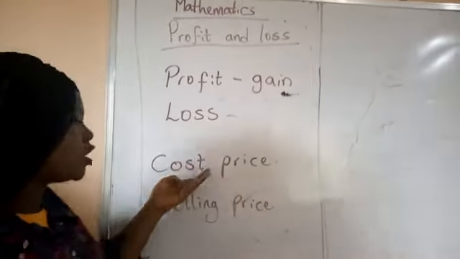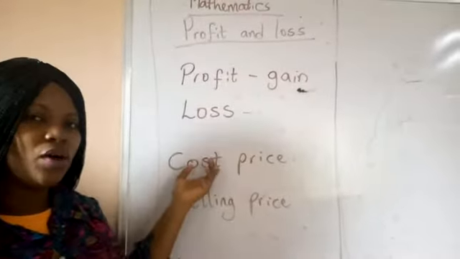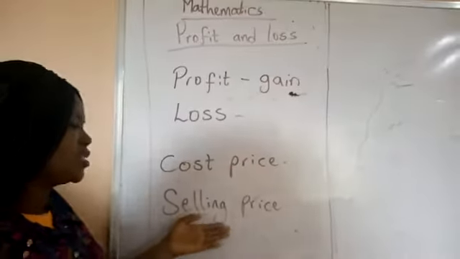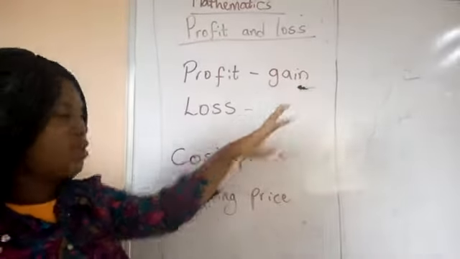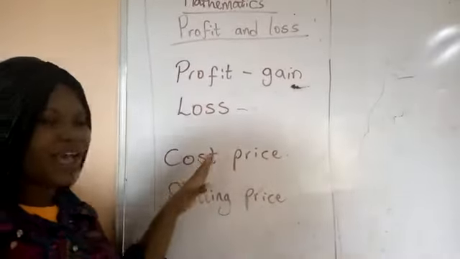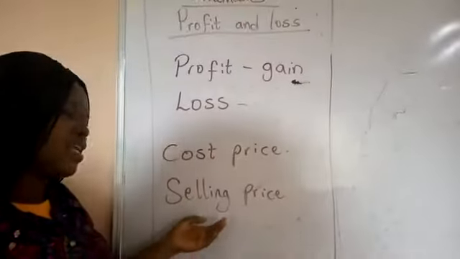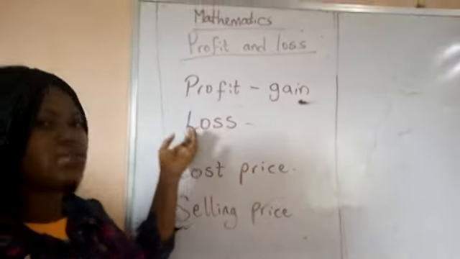Now, when your cost price is lower or lesser than your selling price, you make profit, you make gain. But when your cost price is higher than your selling price, you make loss.